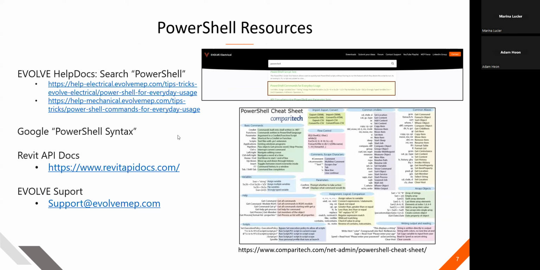Certainly, Google PowerShell syntax. That will give you a bunch of sites where you can get different shortcuts and figure out how to use different calls. They're applicable depending on what you're trying to do, but that's certainly a resource to use. And the Revit API docs.